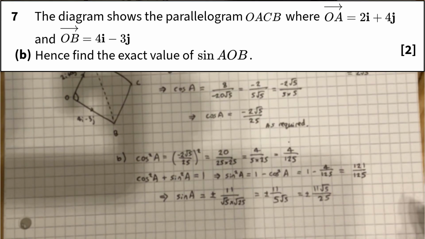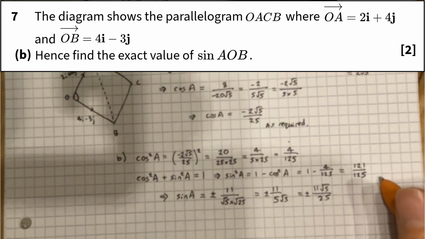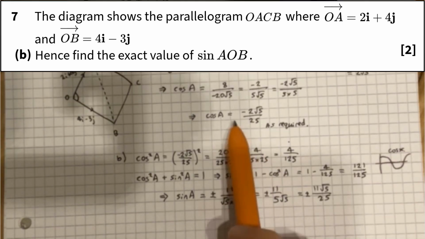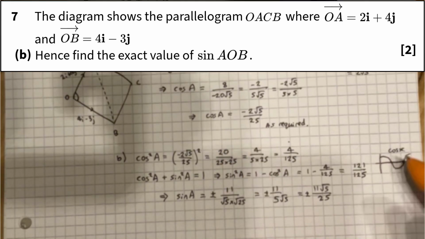Now, for this question, you don't need to justify why it's the plus version, but I'll do a quick explanation. This is the cos graph here, and in the previous part, we were given that cos is negative. If cos is negative, then it's going to be between these two values here, which is between 90 and 270. And if I draw a quick sketch of the sine graph, which is like this, if we try and match it up, we'll be able to work out if it's positive or negative.